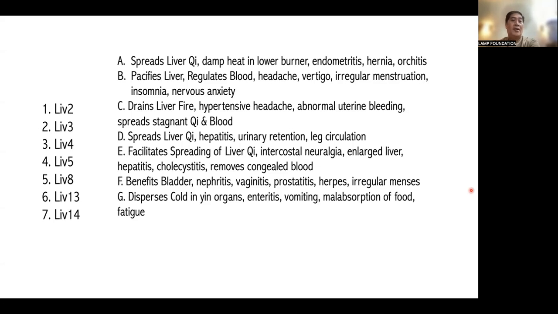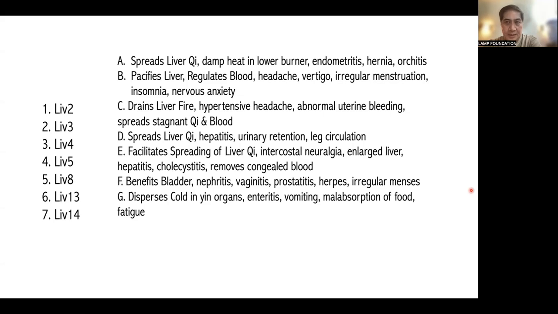Okay, number 4. Okay, liver 4. What's your answer? Liver 4, Doc. My answer, Doc, is letter D. Spreads liver chi, hepatitis, urinary retention, and leg circulation. Would you consider using liver 4 pag merong varicose veins? Like meron tayong, di ba, we have people who use work, medyo nakatayo lang. Did you have an experience? Hindi pa, Doc. Wala pa. Pero possible, Doc.